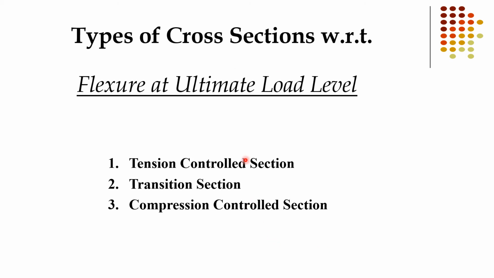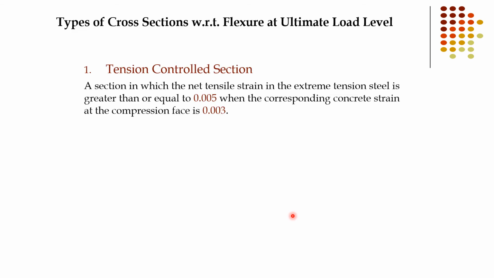There are three types of sections that are designed in concrete structures with respect to flexure at ultimate load level. First, tension control sections. Second, transition sections. Third, compression control sections. I will discuss them one by one. Tension control sections: these sections are defined and designed by the guidelines given by ACI, as this course is basically as per ACI.